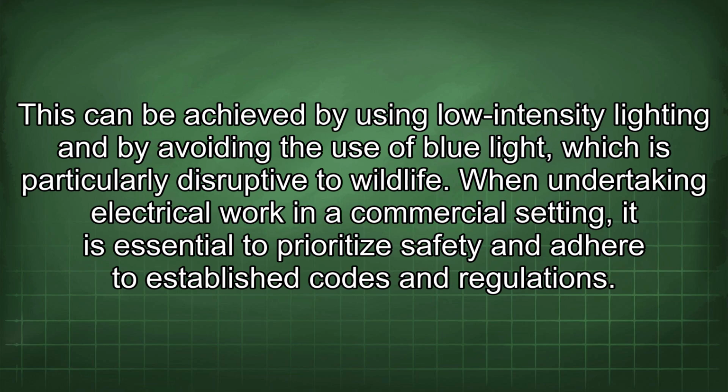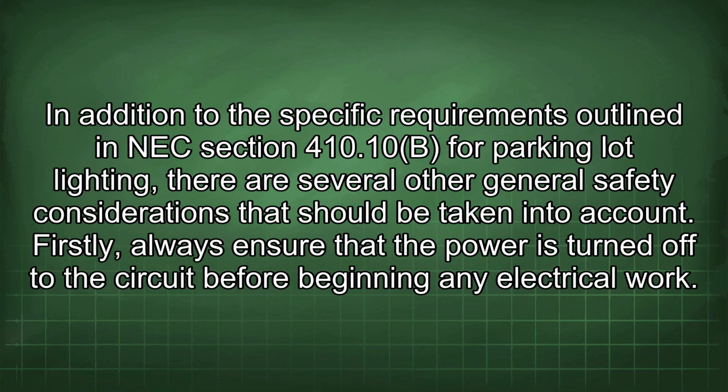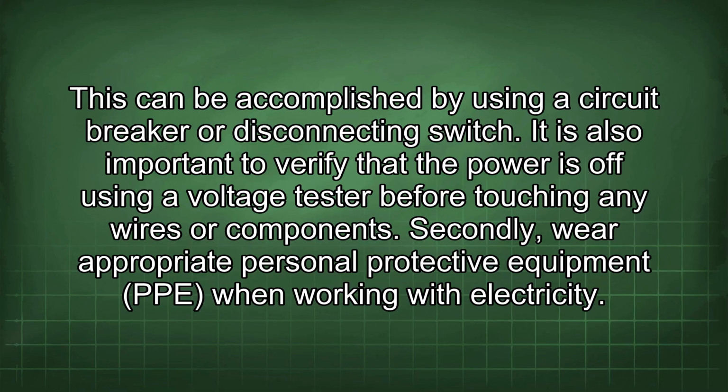When undertaking electrical work in a commercial setting, it is essential to prioritize safety and adhere to established codes and regulations. In addition to the specific requirements outlined in NEC Section 410.10b for parking lot lighting, there are several other general safety considerations that should be taken into account. Firstly, always ensure that the power is turned off to the circuit before beginning any electrical work. This can be accomplished by using a circuit breaker or disconnecting switch.